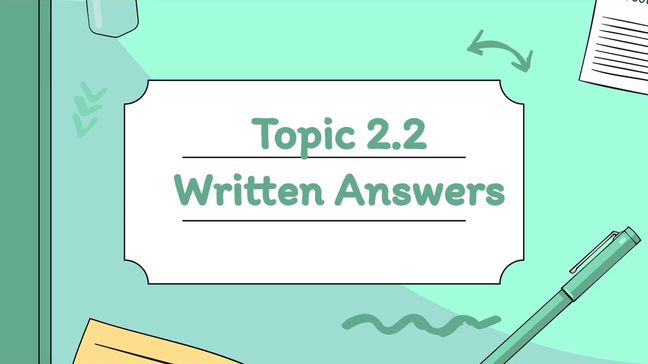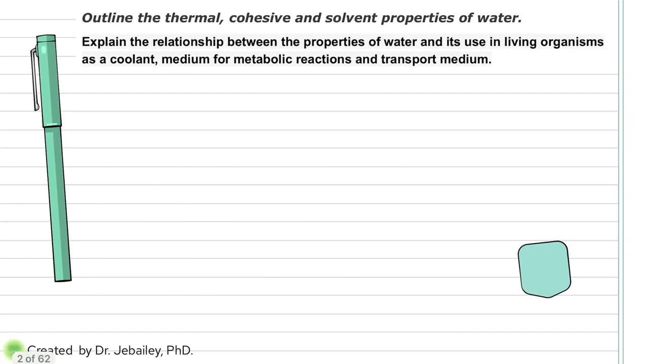Topic 2.2 is all about water, so most important, it's all about the properties of water. So let's go through the questions. Here are the questions, they're all coming from previous IB exams. And when it comes to water, most of these questions are always repetitive. They're always asking about the properties of water.